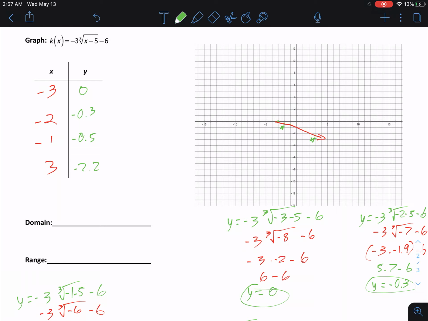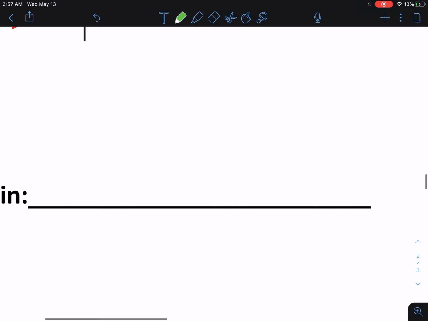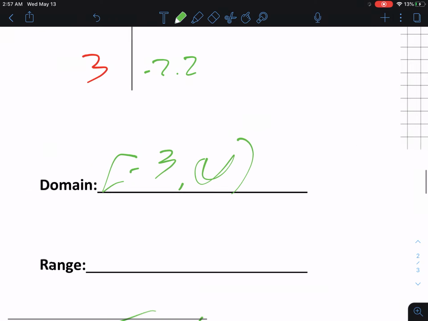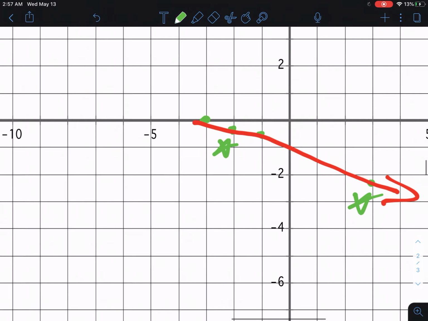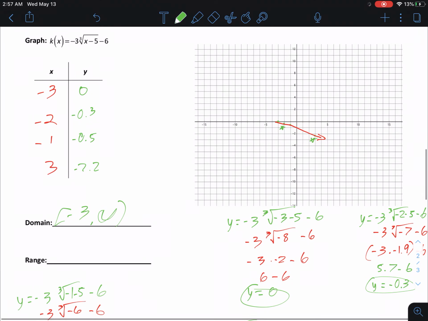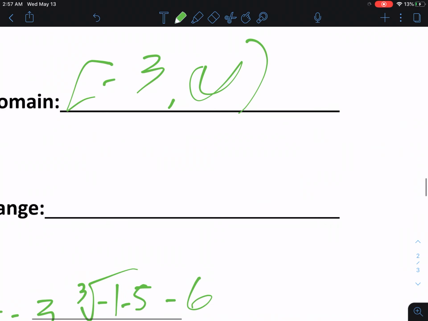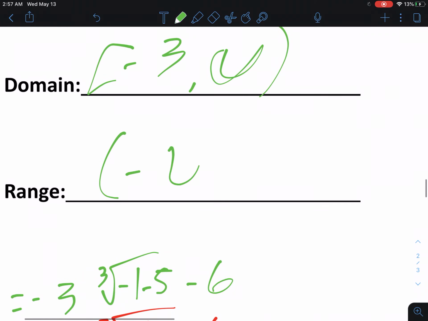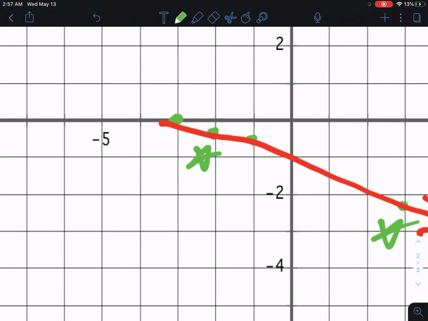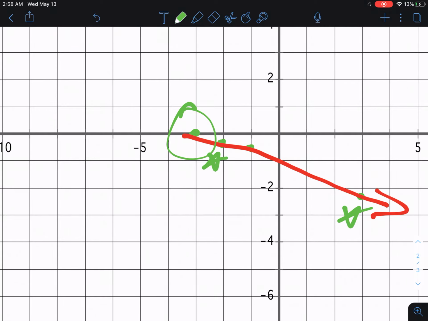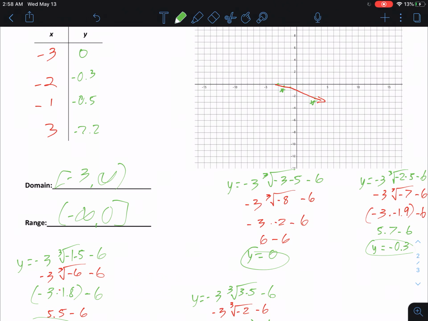So our domain is negative 3 to the infinity. So we get negative 3 because right here, for what I circled, is a negative 3. That's the highest point, so that's our domain, and it's to the infinity. And then our range is negative infinity to 0. And we get 0 here because it's at negative 3, which is the domain. And then it sits on the line, so it's 0 because that's the y-intercept. So the range would be negative infinity to 0.